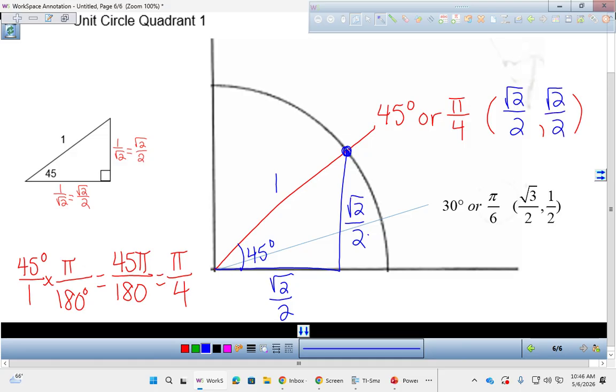At 45, the x and the y value are the same because a 45, 45, 90 is an isosceles triangle. It's got two of the same side lengths. You okay with that one? All right, so you don't need the triangle. Here's what you need.